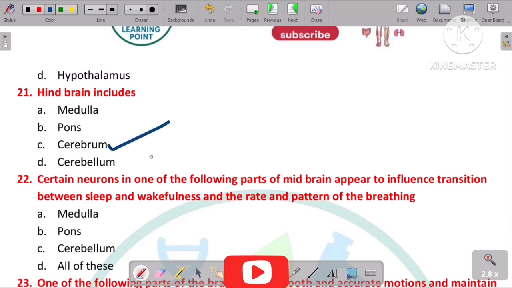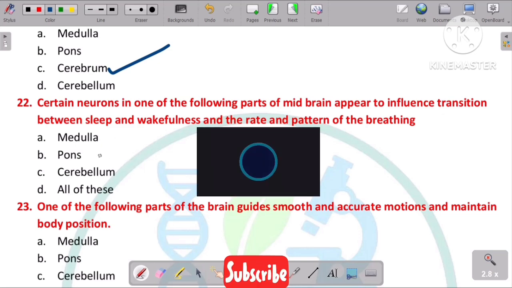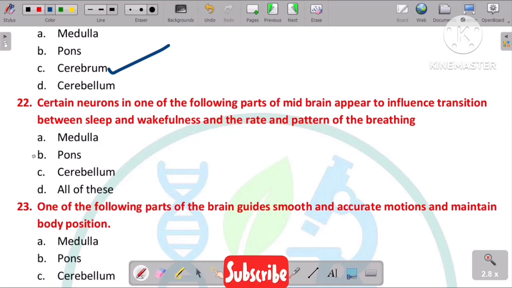So the next question is, certain neurons in one of the following parts of the midbrain appear to influence the transition between sleep and wakefulness and the rate and pattern of breathing. So the options are, so the right option is option B, pons.